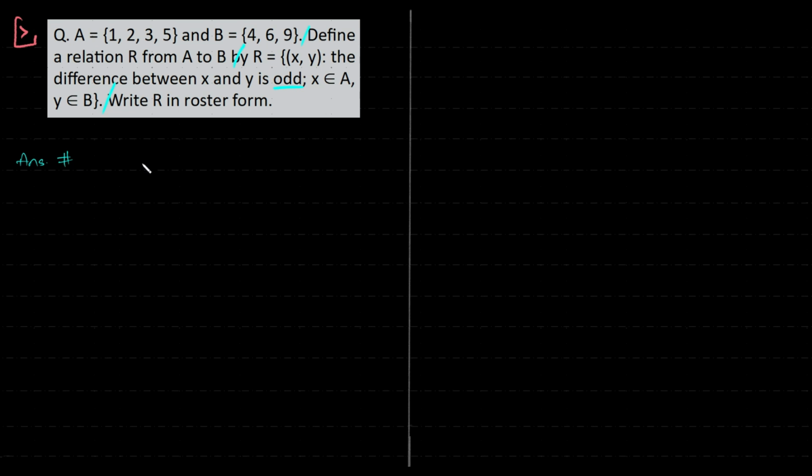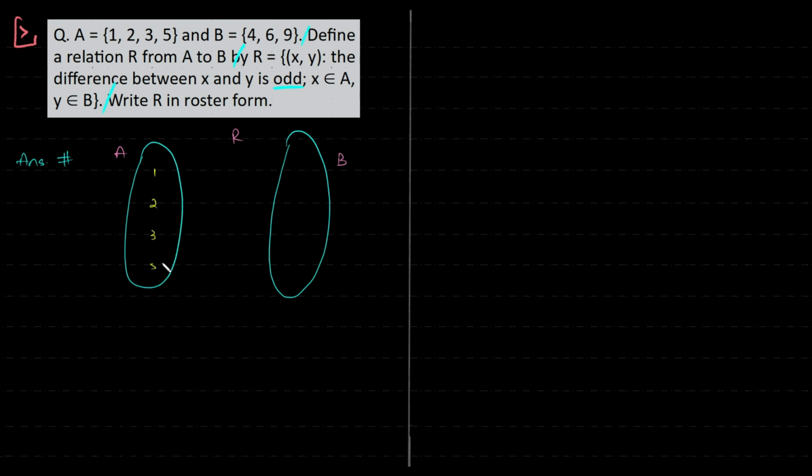So this is your question. We are trying to relate elements from set A to set B. Okay, so let's add that information. This is R between A and B. The elements are 1, 2, 3, 4, 5, and here it's 4, 6, 9.